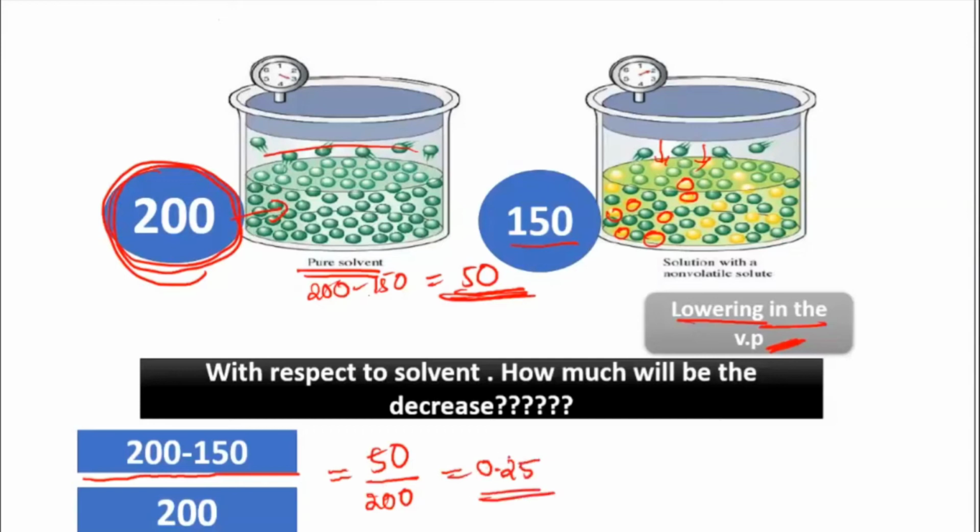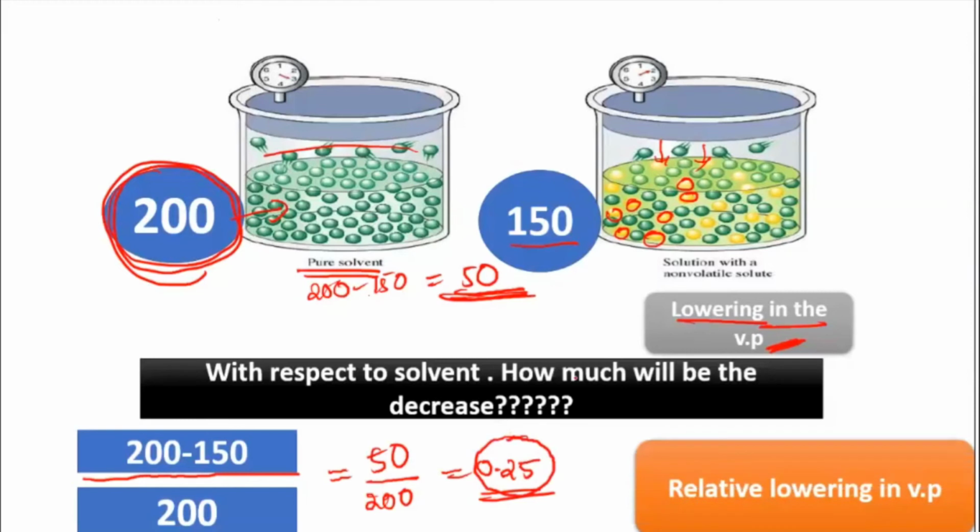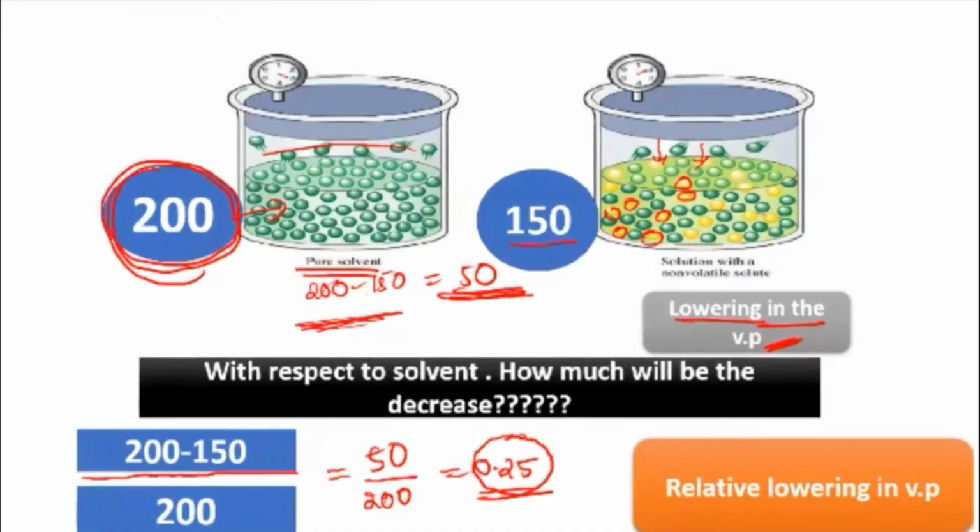So you are able to measure with respect to the solvent how much decrease in the vapor pressure has taken place. This is called relative lowering in vapor pressure. Relative terms are used when you are comparing with something. With respect to the solvent, if you are measuring how much decrease has happened, that is relative lowering in vapor pressure. I hope everyone is able to get this point.